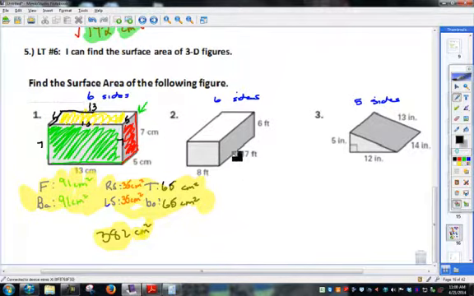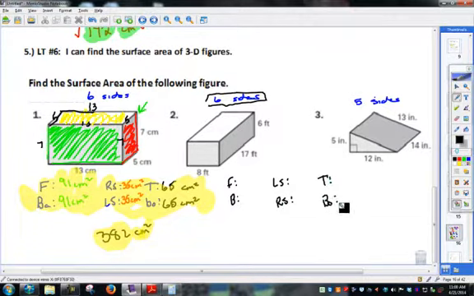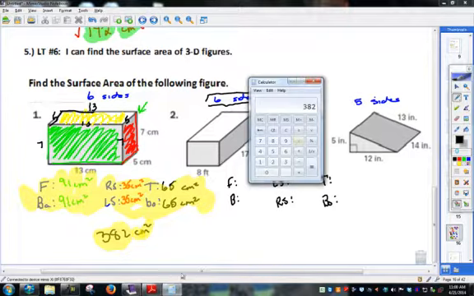Okay. Let's do this one. This is also a rectangular prism. So right away, I know that this has a front, a back, a left side, a right side, a top, and a bottom because it's a rectangular prism. Not going to be the same for this one over here. So again, let's go through and put our dimensions on there. I know that this is 6.